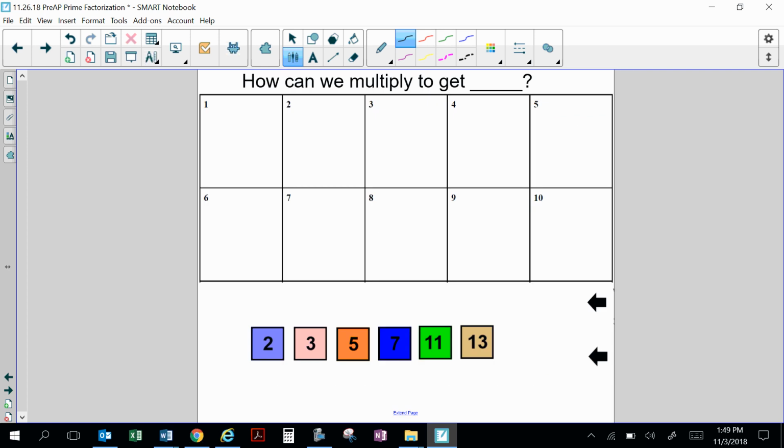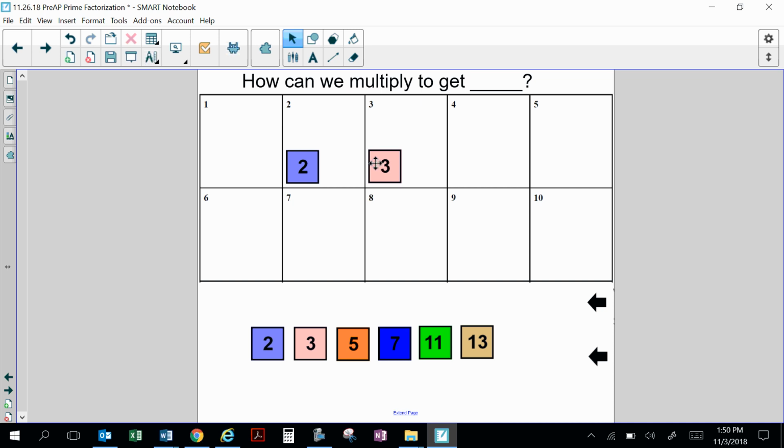All right, so today we're going to be learning how to factor. So let's go. How can we multiply to get the following? Let's start with 2. How can we multiply to get 2? 2 times 1. So to get 2, you need to multiply by 2. So we'll just put it right here. How can we multiply to get 3? 1 times 3 or 3 times 1. But we're going to skip the 1 and just use 3.